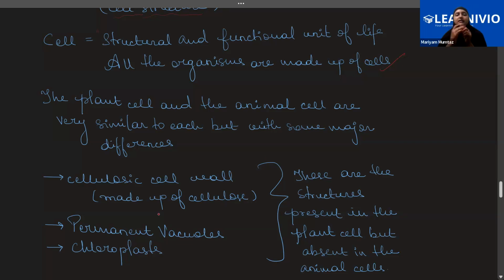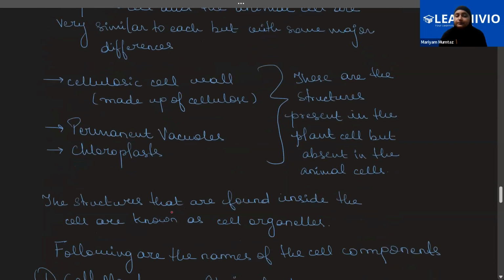Now, see, plants are there, then there are animals, right? Two types of organisms. If we classify organisms as a whole, then there are the plants and then there are the animals, right? Now the plants will have 100% plant cells and the animals, animal cells. Both the plant and animal cells are similar to each other in many ways, but they have some major differences because obviously both of them are different organisms.